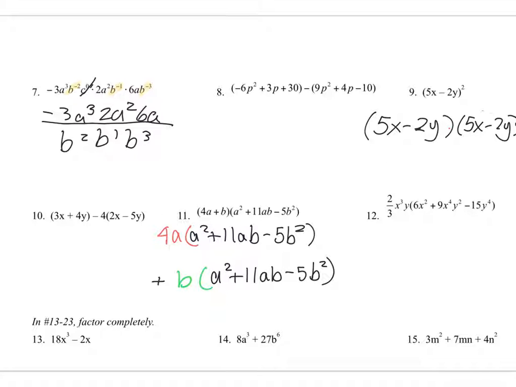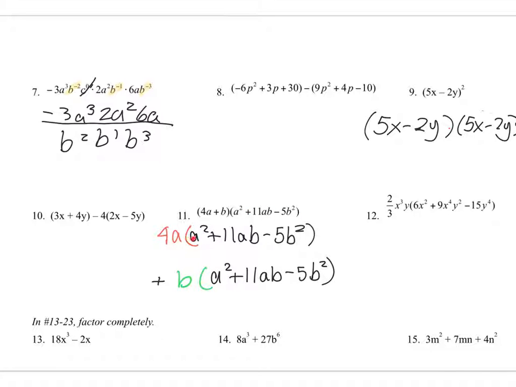Okay, so for number 11, you can see that this is multiplication. There's no plus sign in between. There's no negative exponents. This is multiplication. So we're going to take 4a and multiply it times everything in my second set of parentheses. Okay, we're going to come back and take b and multiply it times everything in the second set of parentheses.